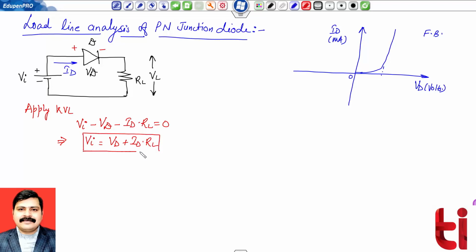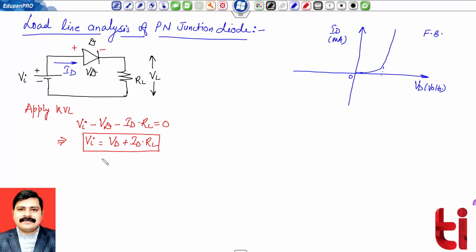Now, this is the equation of a straight line. In order to draw the load line on this curve, I need 2 points, and by joining these 2 points, one can easily draw the straight line. To find the 2 points, we apply the basics of high school level: first put y equals 0 and find the coordinate of x, then do the reverse, put x equals 0 and find the coordinate of y.